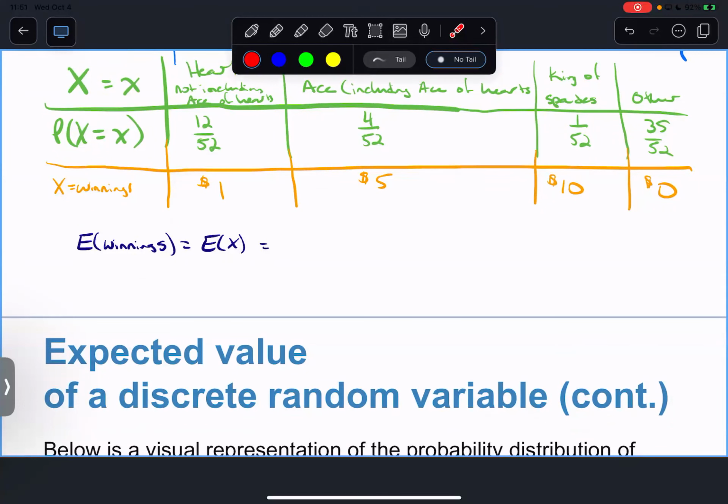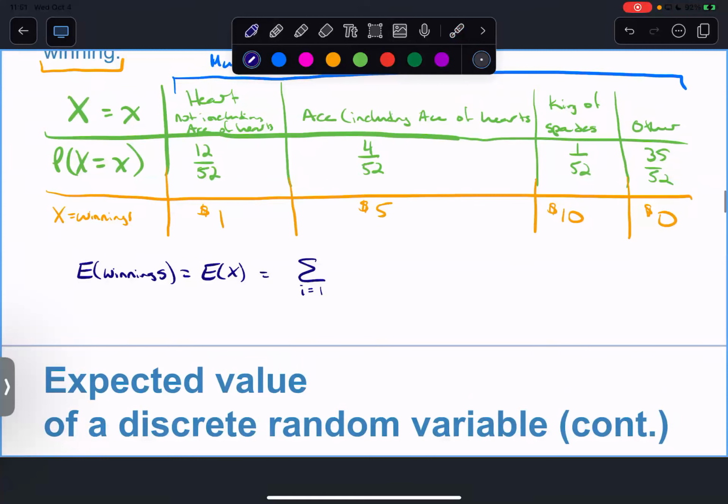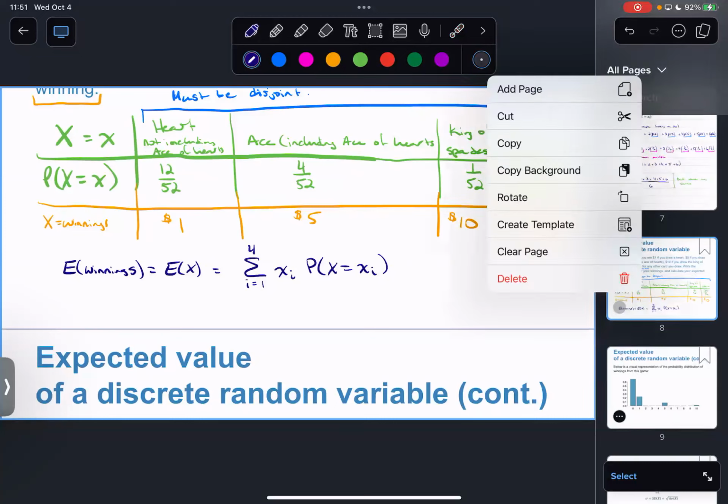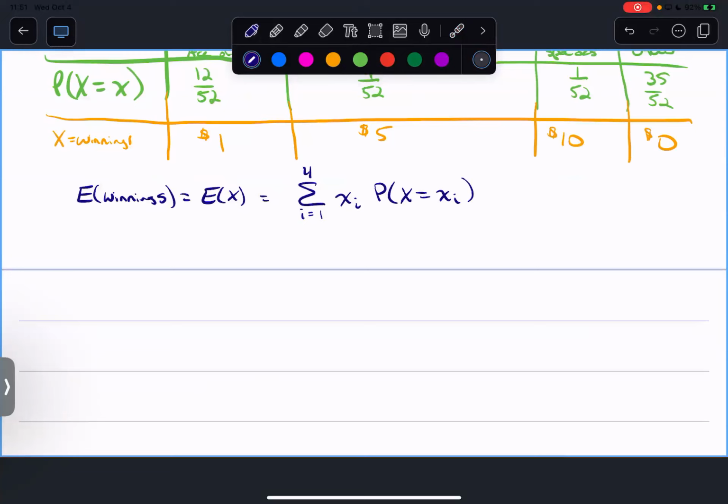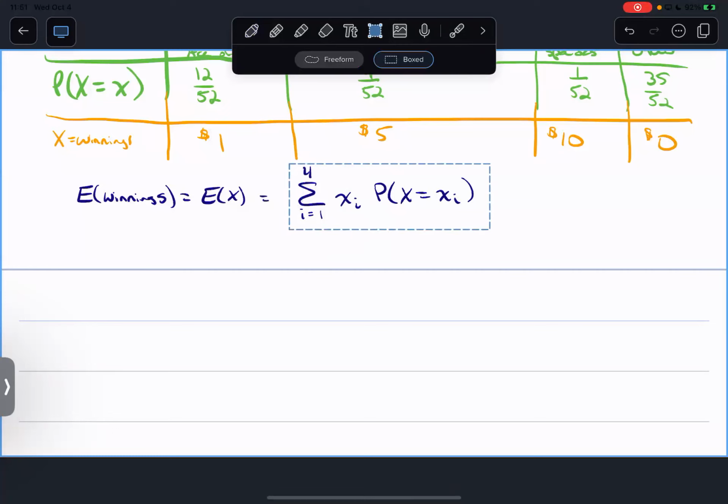This is the sum from i equals 1, 2, 3, 4 to 4 of x_i times the probability that X equals x_i. That's just snazzy. Showing off, really, the summation notation. Like I said, you can skip it if you want to. And if I copy this, put it on this next page.